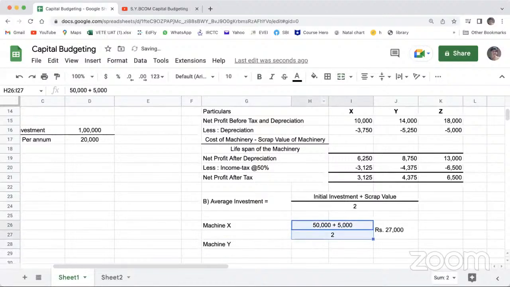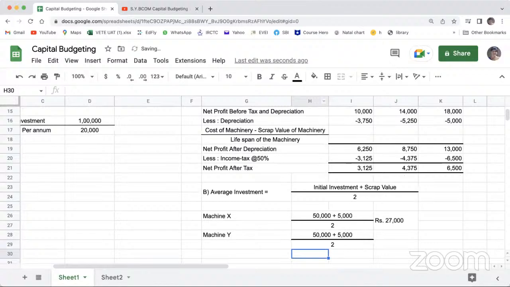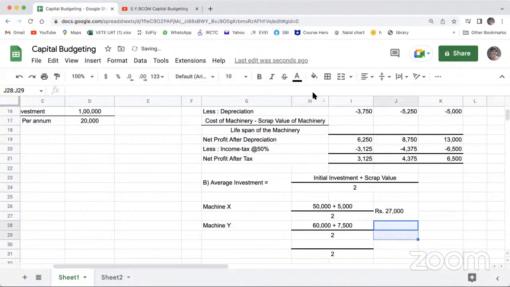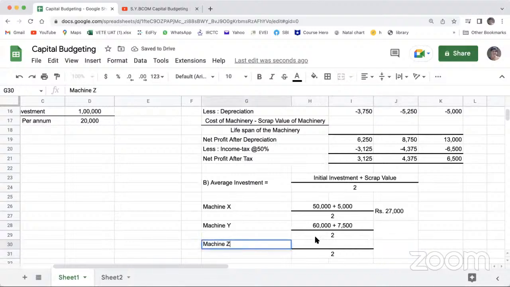What will be the average investment for machine Y? What is given for machine Y? Cost is how much? 60,000. Plus, what is the scrap value given? 7,500. Now do it and check how much it is. How much did it come? 33,750.